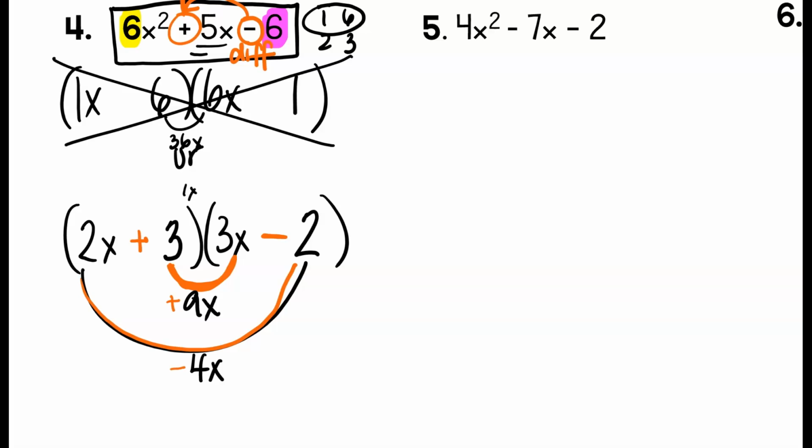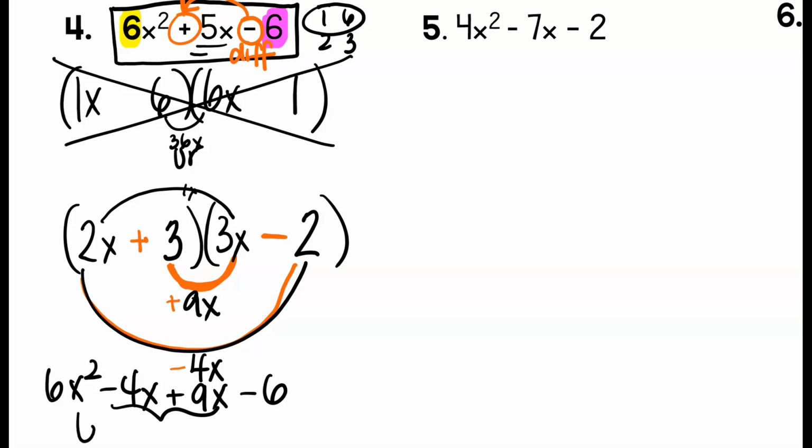So now let's check. 2x times 3x is 6x squared. The outer gave me negative 4x. The inner gave me positive 9x. And then we have minus 6. When we combine the middle 2 terms, we get the positive 5x that we needed from the start.